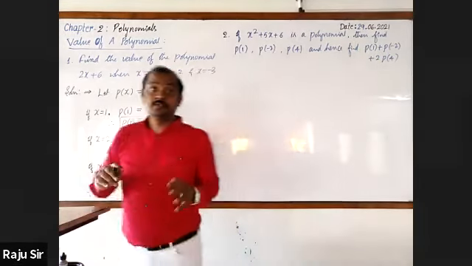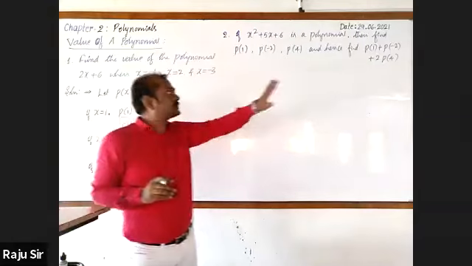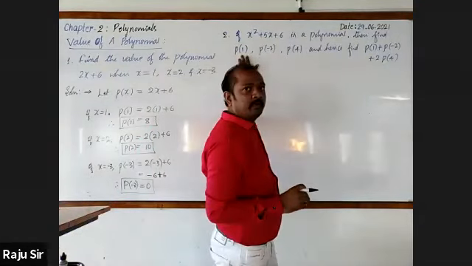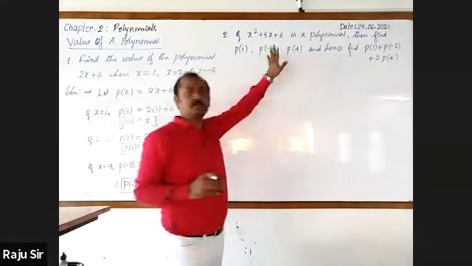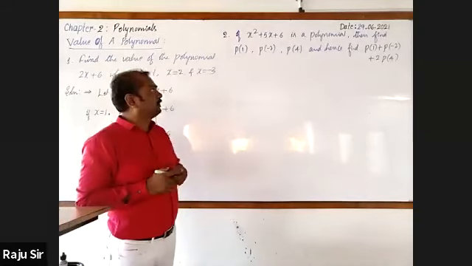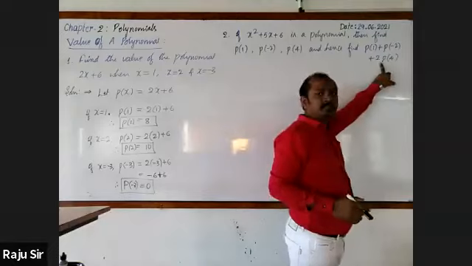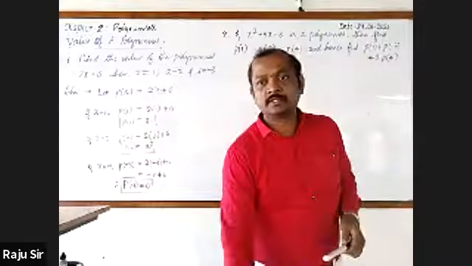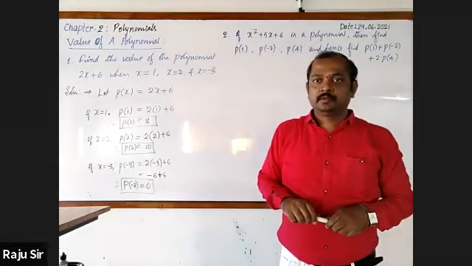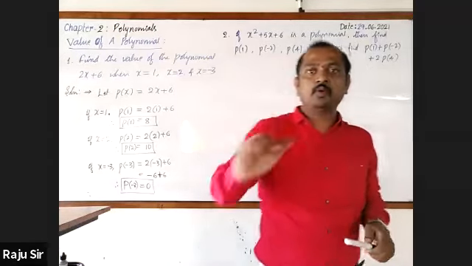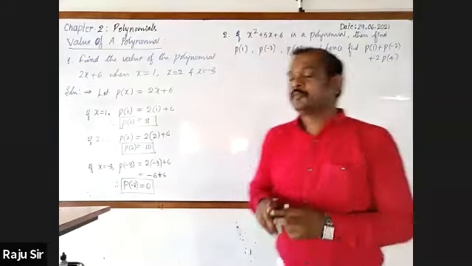Now, there are two sub questions. In the first sub question, we are going to find out the value of P of 1, P of minus 2 and P of 4. After finding all those, we will find out the value of this. Did you all understand? Yes or no? Okay. Now let's go for finding.